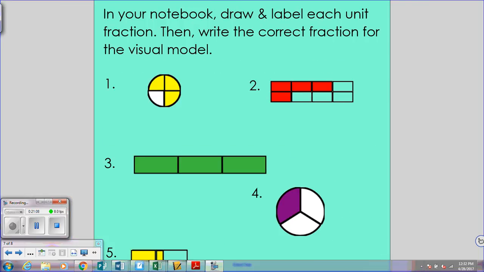We're gonna do a little bit of independent practice. You'll probably need to turn to the next blank page. You're gonna draw. Don't spend all your time drawing. I'm going to draw a quick sketch of the different visual models that I have. I'll get that out of the way in a second. Then you need to tell me the unit fraction, and then tell me the correct fraction for the visual model. So let's do number 1 together. Go ahead and do a quick sketch in your notebook.